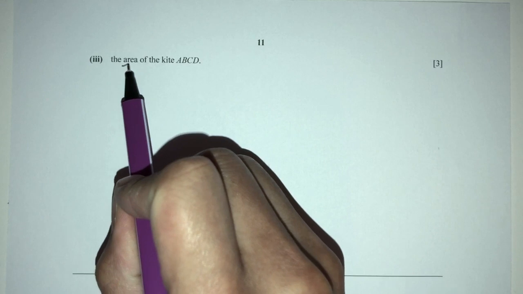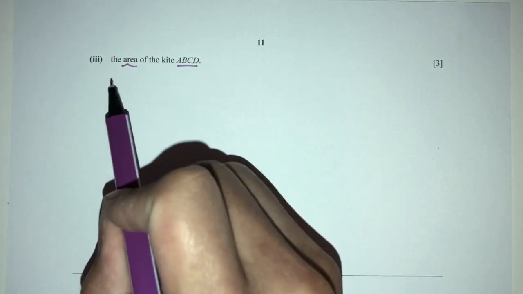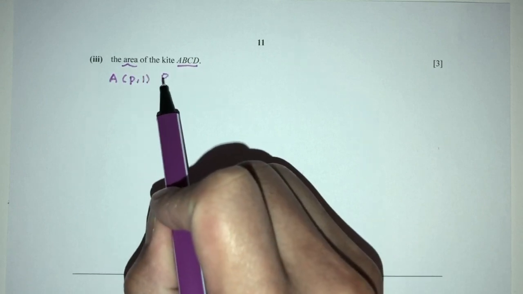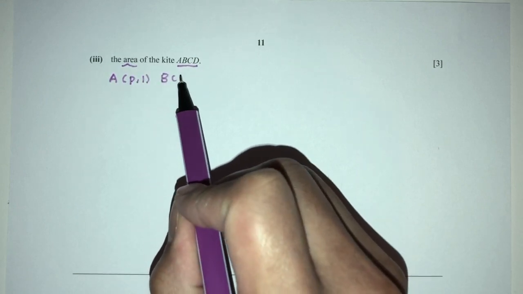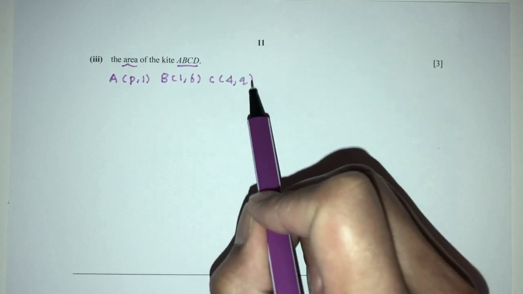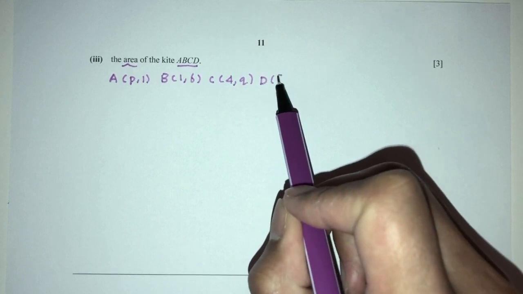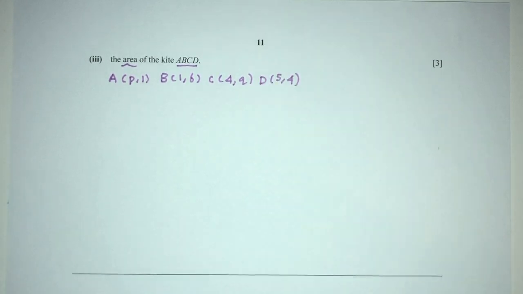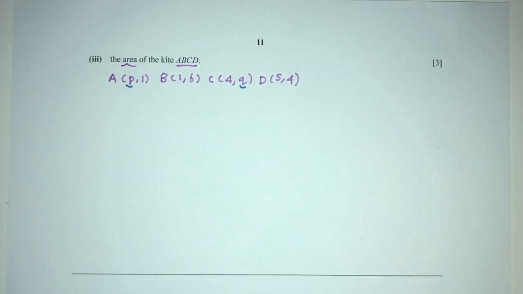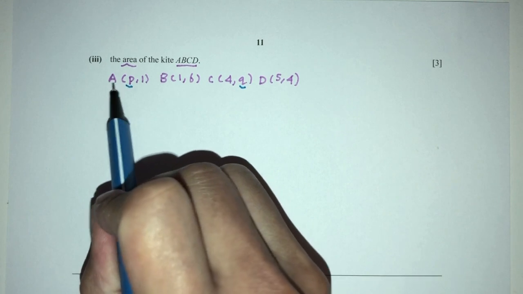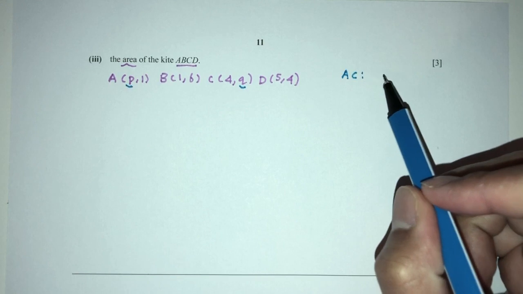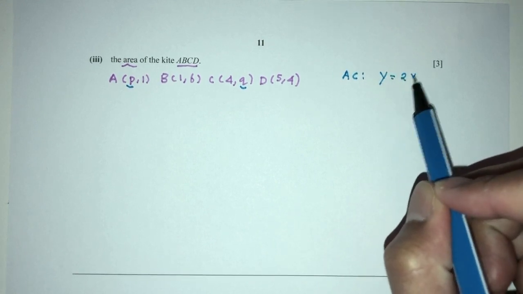So here we have to find the area of the kite. As you can see, we have the point A. A is given to you by (P, 1). B is given by (1, 6). C is given by (4, Q). And D is given by (5, 4). Now before you find the area, you have to obviously find this and this value. Since we have the points A and C, and we know the equation of AC from part 2, it was found to be y equals 2x minus 1.